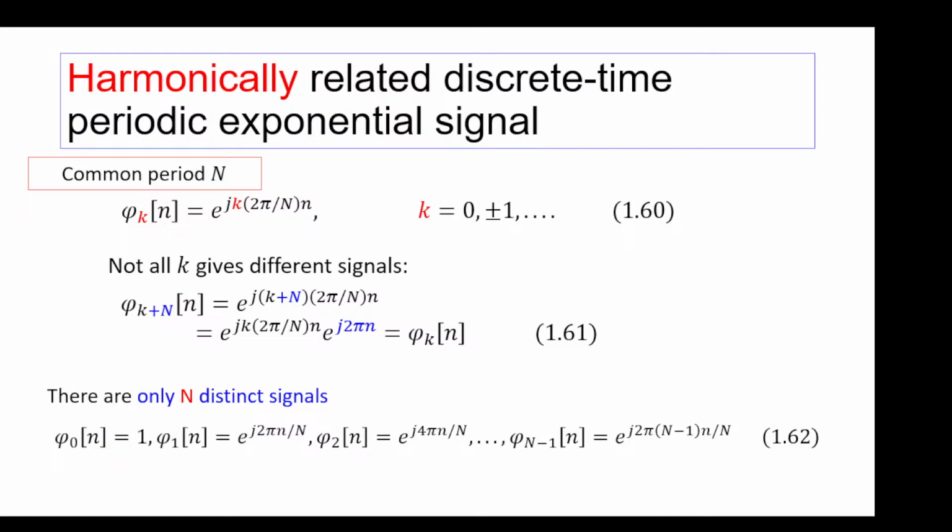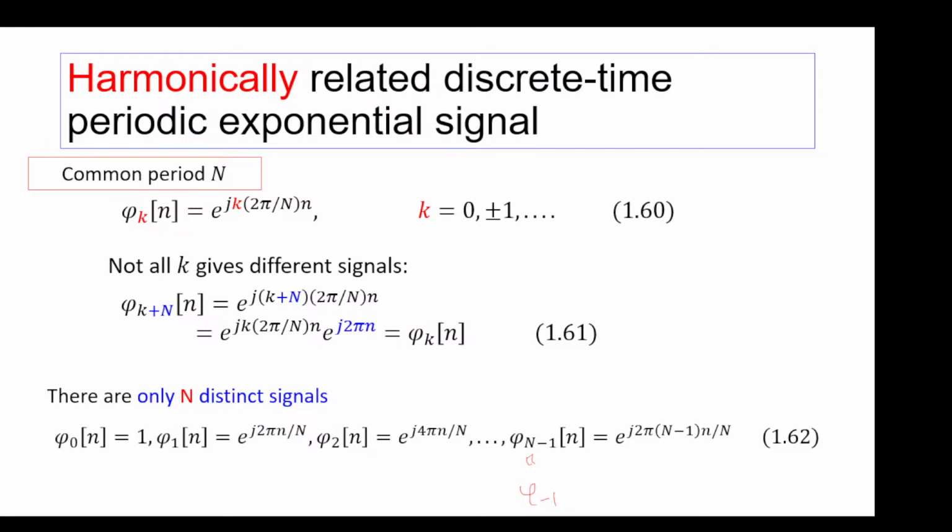So k goes from 0 to N minus 1, and from this equation we have here, adding big N gives the same thing, so minus big N is also the same thing. So sometimes we will also write negative k. So you have psi N minus 1 equal to psi minus 1. The convention really goes whatever is convenient for us.